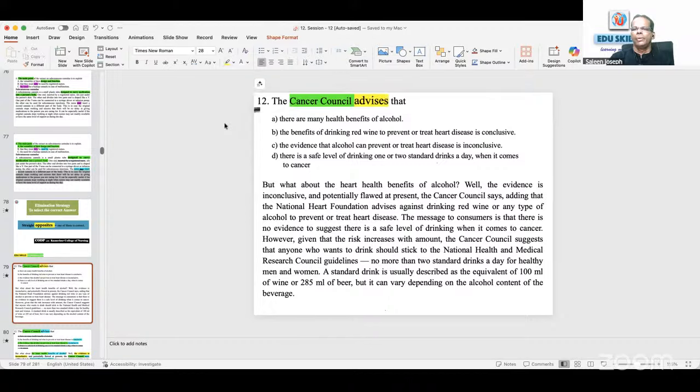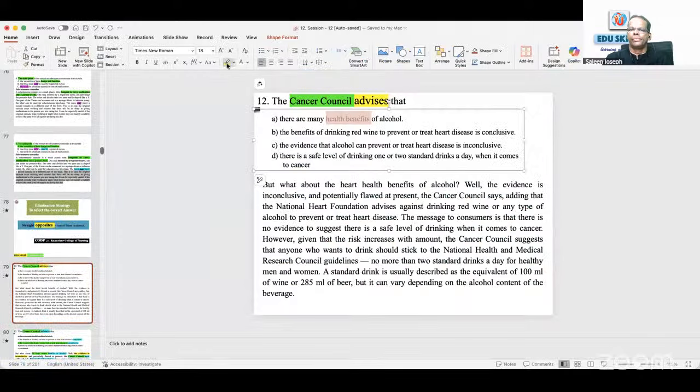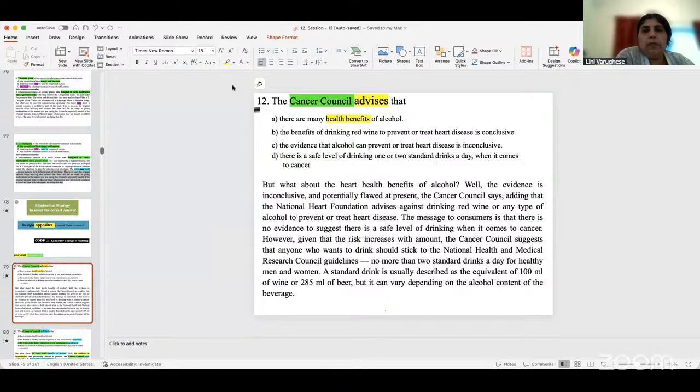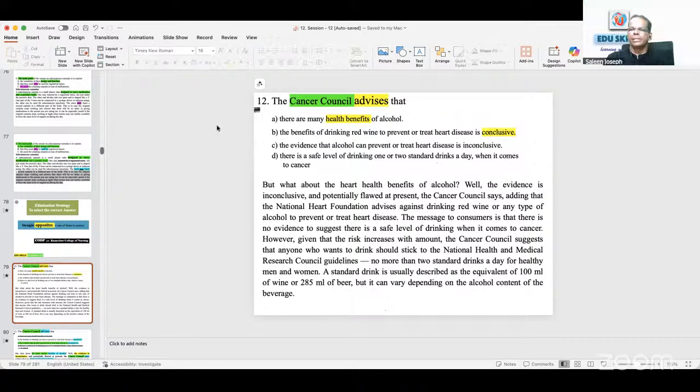There are many health benefits of alcohol. Health benefits. Option B. The benefits of drinking red wine to prevent or treat heart disease is conclusive. Conclusive. Option C. The evidence that alcohol can prevent or treat heart disease is inconclusive. Inconclusive.